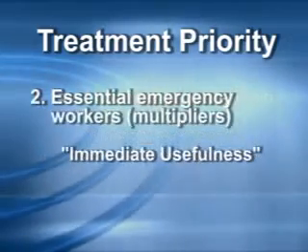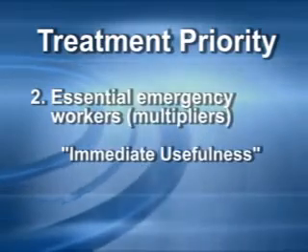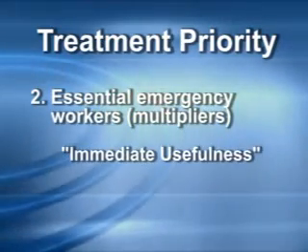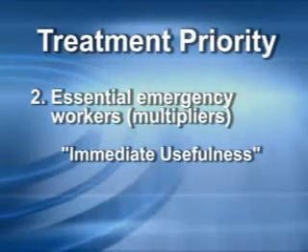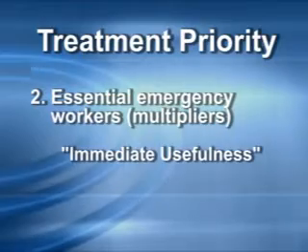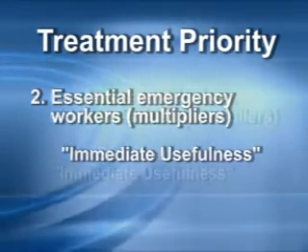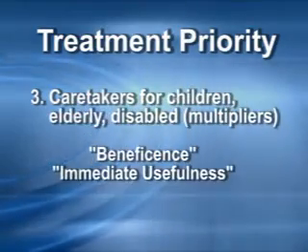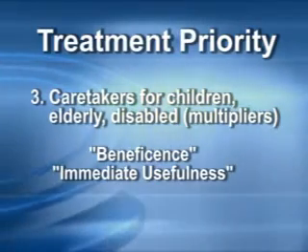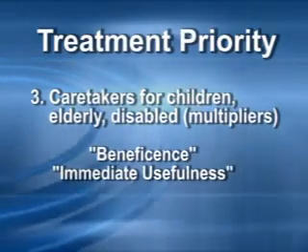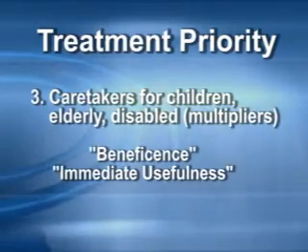Next, treat those who perform essential emergency services, since such people may save many more lives if they can be returned to work. These people are called multipliers and include healthcare professionals, including emergency responders, with the skills and knowledge to perform in the current crisis. This is based on the principle of immediate usefulness. Caretakers for children, the elderly, and the disabled should be the next group to receive healthcare resources, since people in a caretaker role can also have a multiplier effect. This is based on the principles of beneficence and, again, immediate usefulness.